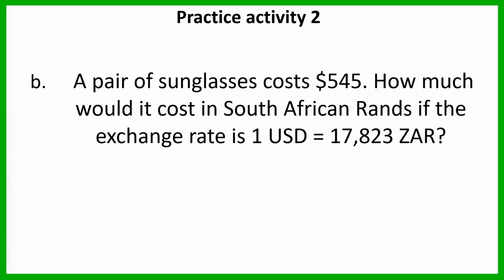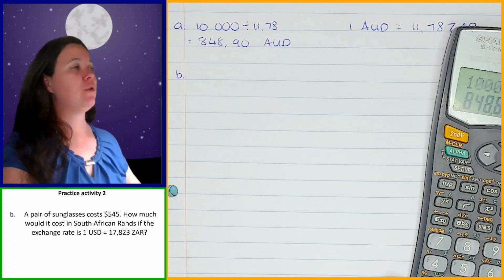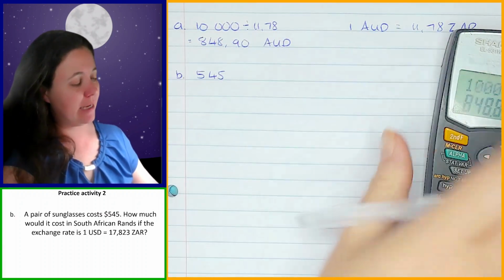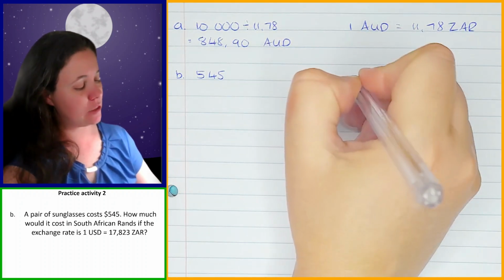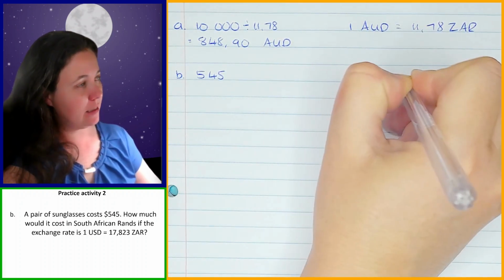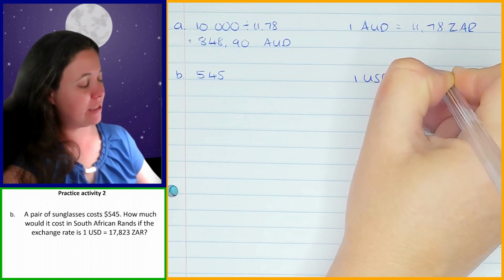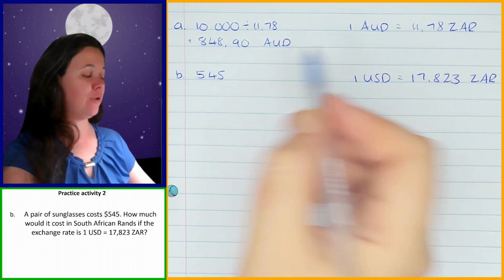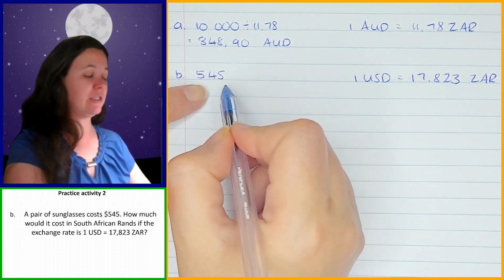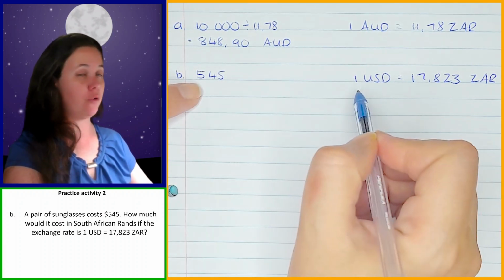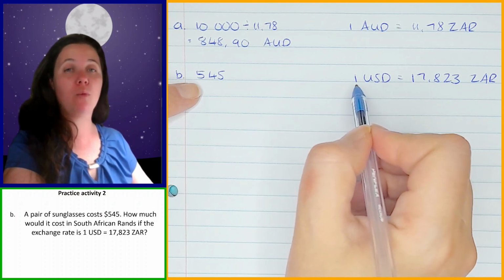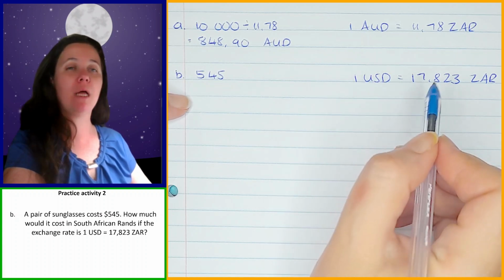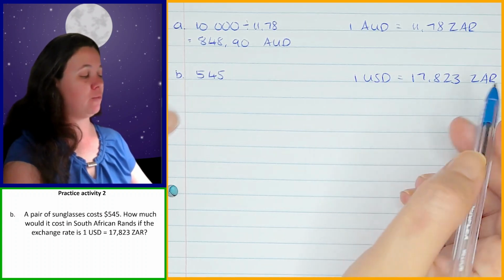Okay, so let's go through that question quickly. So here we're starting with $545. Now the exchange rate is 1 USD equals 17.823 ZAR. So now if we're working from dollars to rands, we divide by what we have, which is the dollar amount. If I divide by 1, it doesn't do anything, so I don't need to write that. So I can skip that and go on to multiplying by what I want, which is the 17.823.